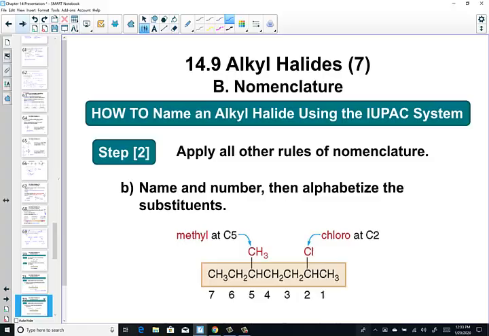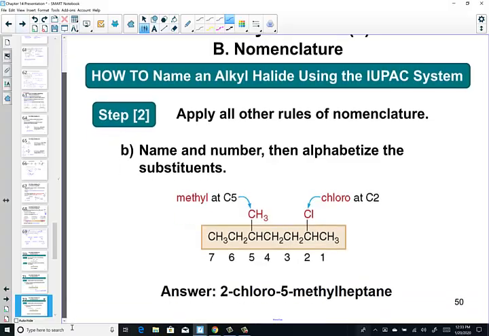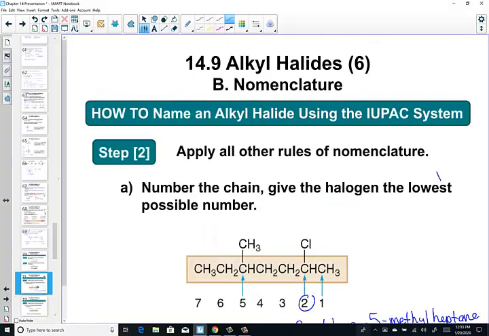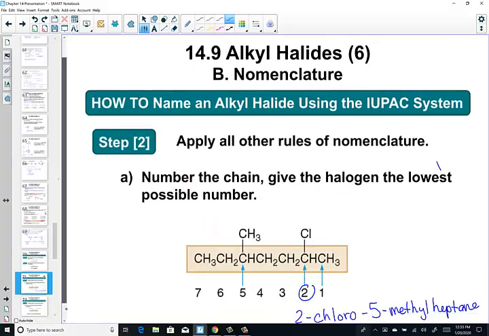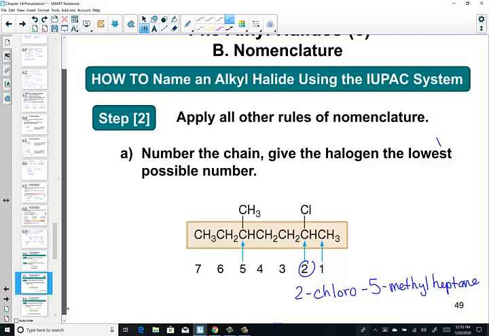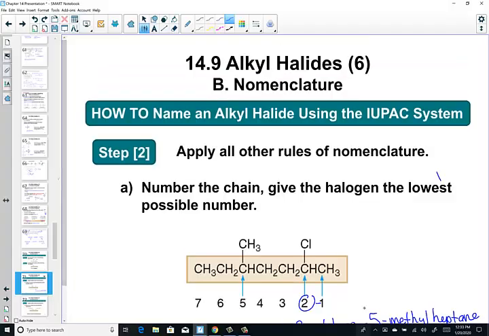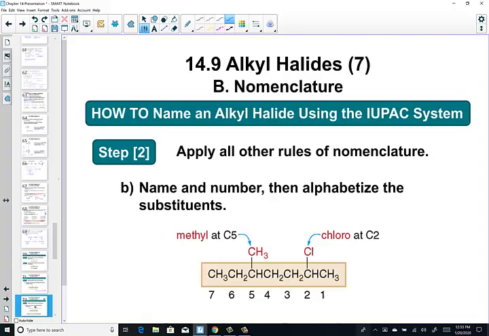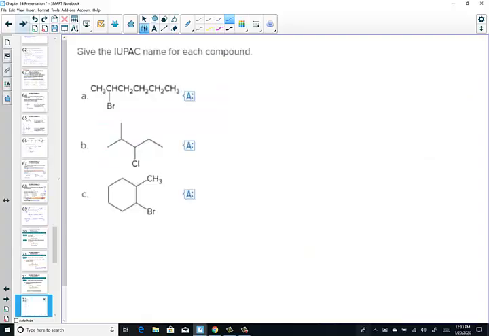Carbon 5 had a methyl. Carbon 2, chloro. And putting that together, we come up with 2-chloro, 5-methylheptane. When I wrote that, I was just checking I did that correctly. 2-chloro, 5-methyl, alphabetized. Perfect. Should we try some?